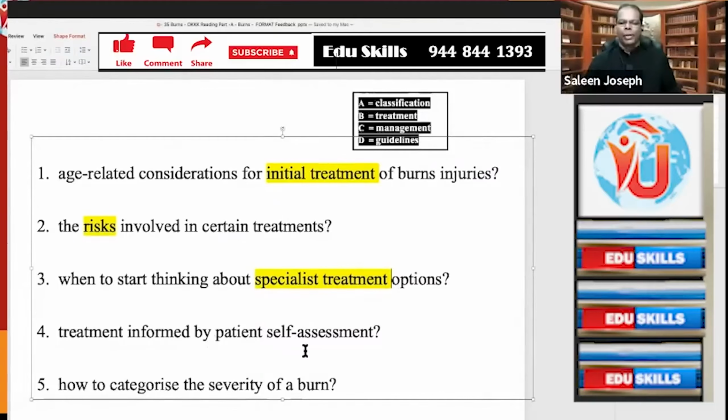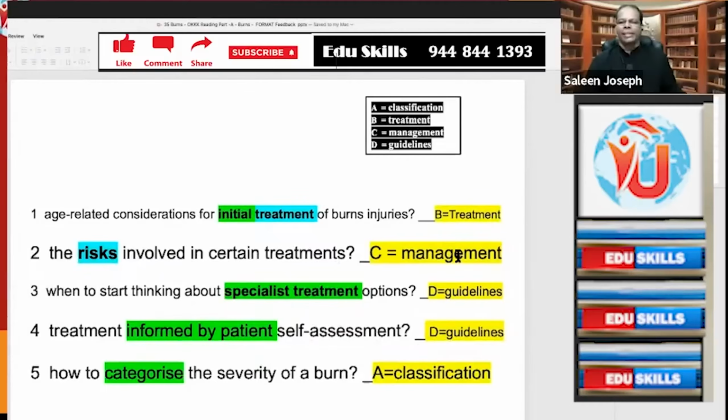Treatment informed by patient self-assessment. Guidelines. How to categorize the... classification. First one, classification. So sometimes you have 7, which you can do within seconds. See, initial treatment, that is correct. Risk management, special treatment guidelines, informed by patient guidelines, categorize: classification. Category means classification, same synonyms. That's why I said synonyms are important.